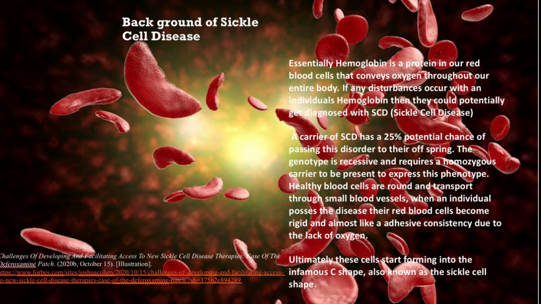Healthy blood cells are round and transport through small blood vessels. When an individual possesses the disease, their red blood cells become rigid and almost like an adhesive consistency due to the lack of oxygen. Ultimately, these cells start forming into the infamous C shape, also known as the sickle cell shape.